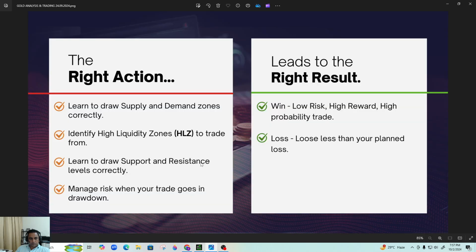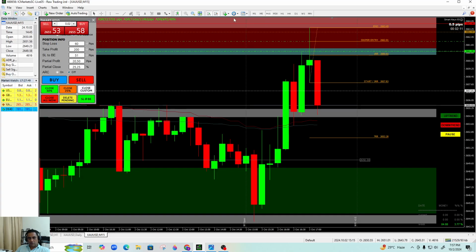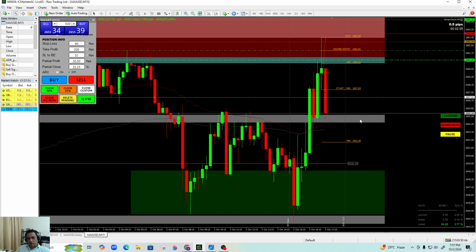So that's what we're doing, and then learning how to draw support resistance levels correctly. That is what this is about. That is what I was doing here. I was drawing support resistance levels, and you saw exactly how I drew it, and you can see how price is now reacting to it. I drew one here, you can see how price reacted to it, here, here, and I drew one here, and you can see how price reacted to it.